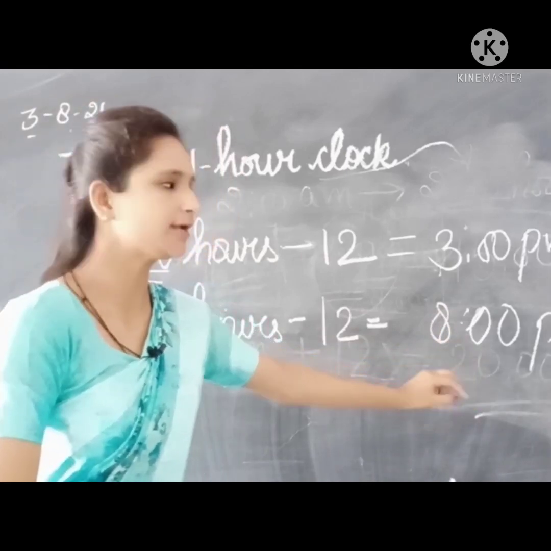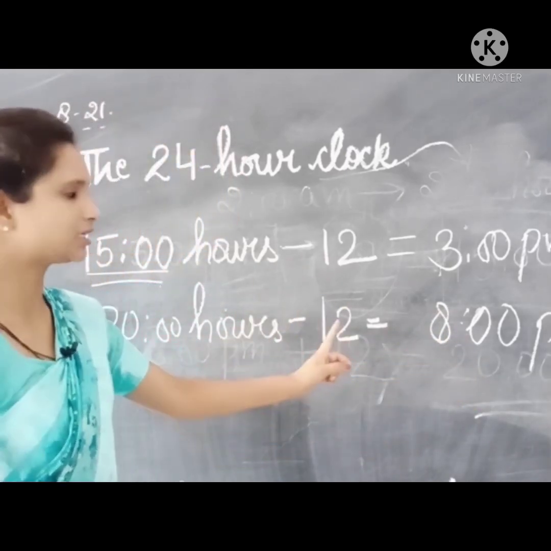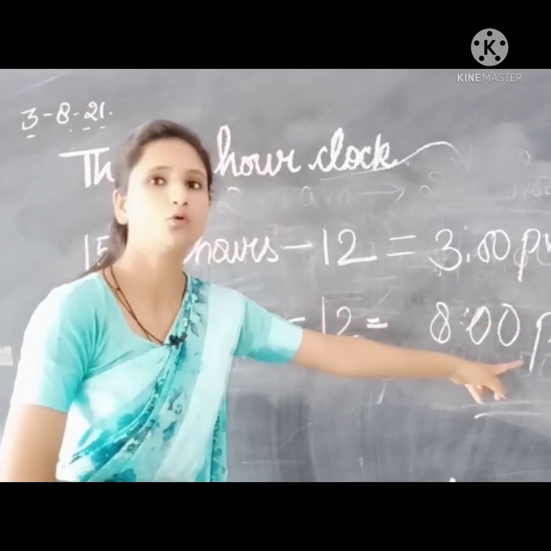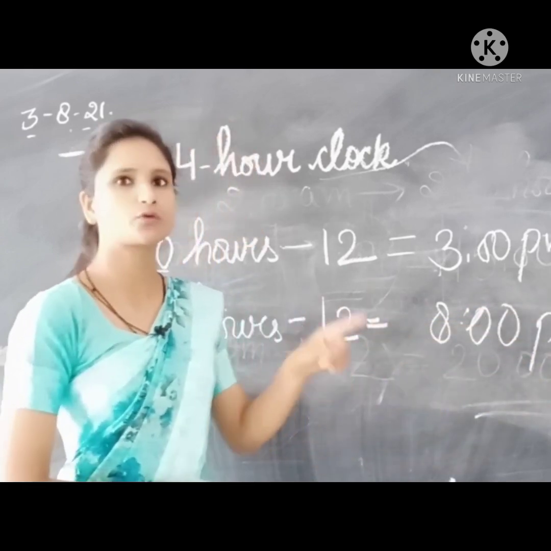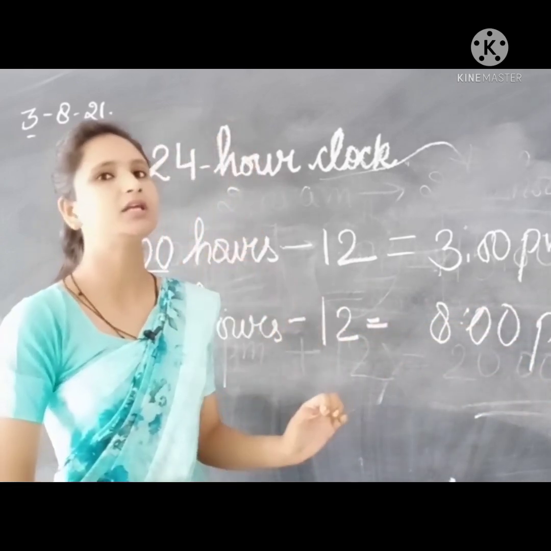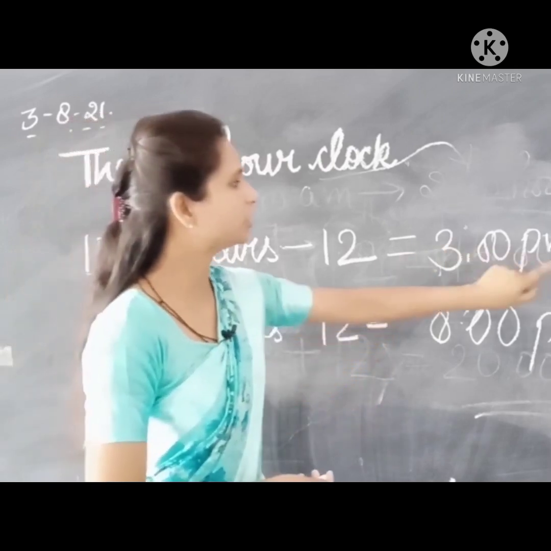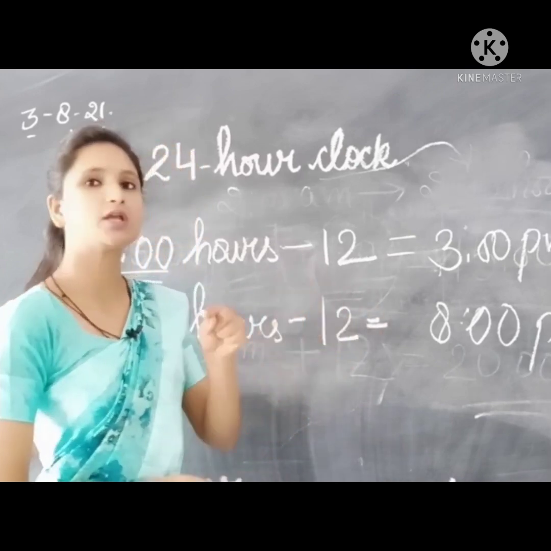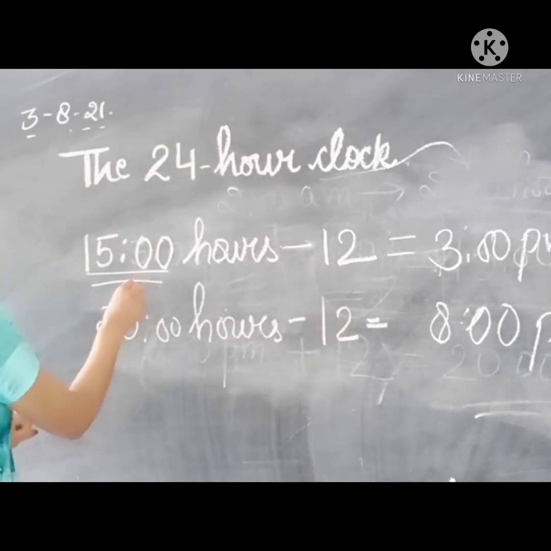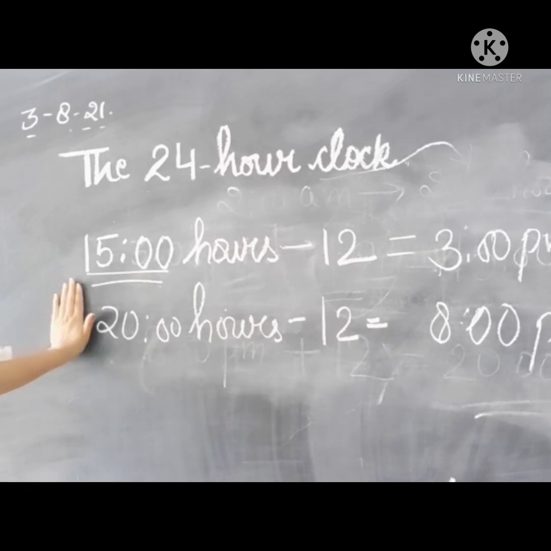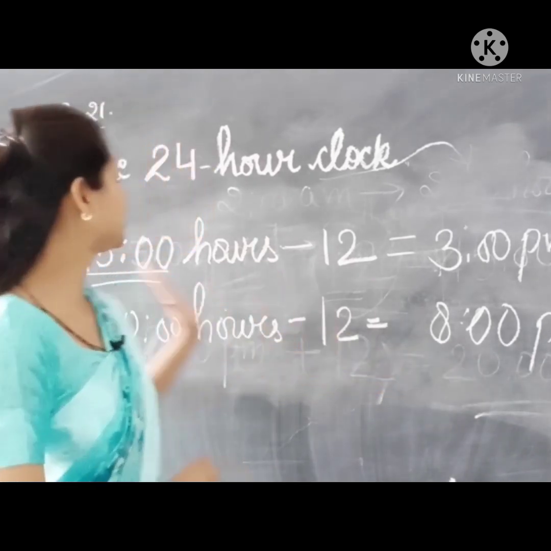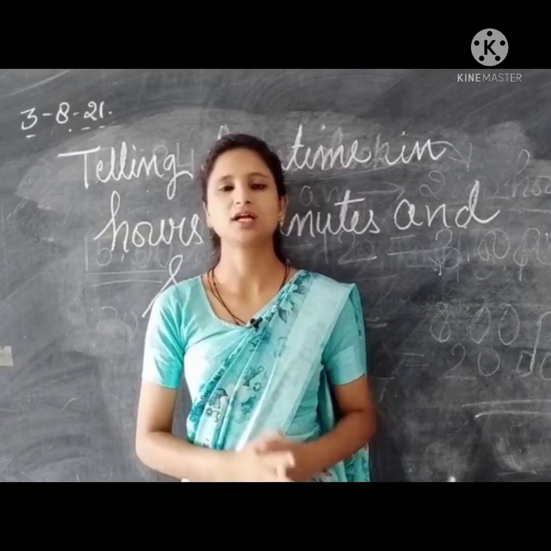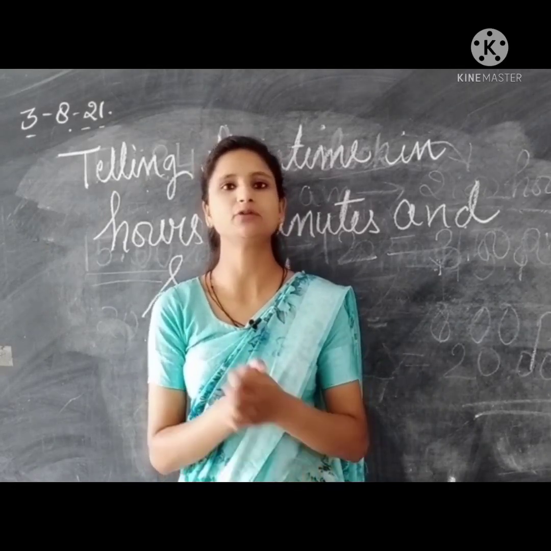That is why I have written PM here when we are converting 12 hour clock into 24 hour clock timing, because we are converting PM only. Do not miss writing PM here. If you write AM, it will be wrong. Please remember it and keep it in your mind that you have to write PM only. Then we have converted 24 hour clock into 12 hour clock by subtracting 12 from it. I hope you have understood about 12 hour clock and 24 hour clock.